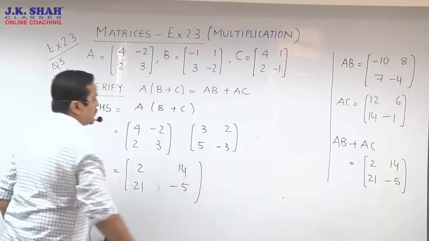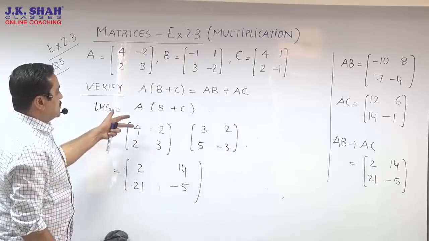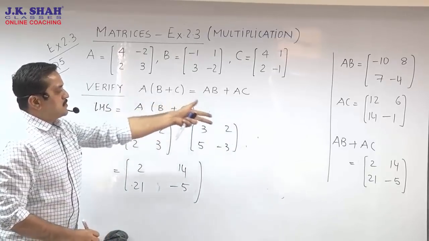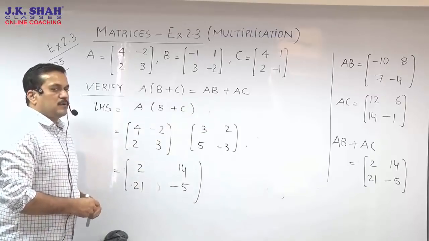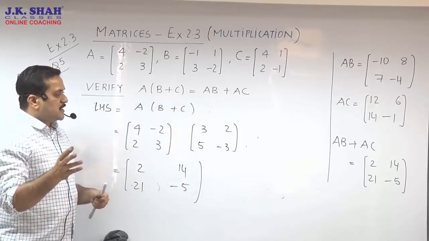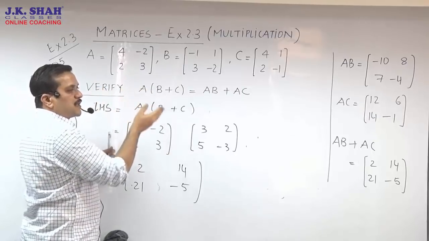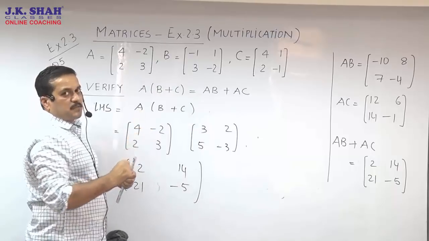I hope everyone must be very happy because the answer right now seems to be matched. If you see the two matrices in the board, A into B plus C has matched with AB plus AC. So just conclude writing LHS is equal to RHS. And once again I would like to highlight this property we have been seeing from childhood, the property of algebra. It's called distributive property.